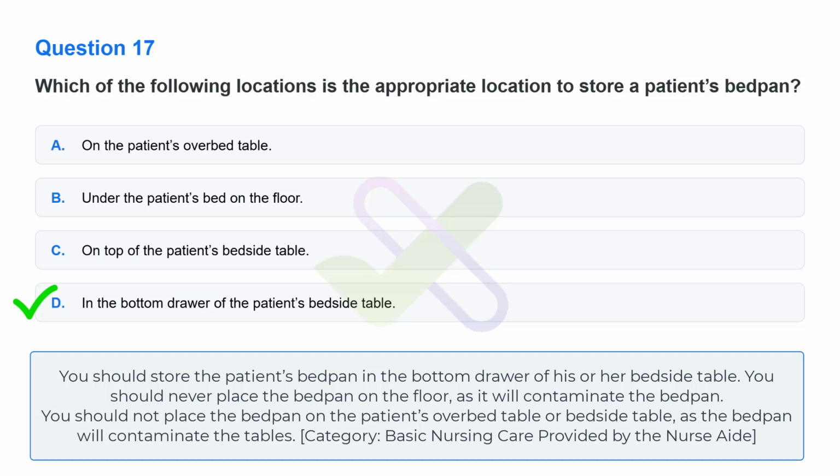The correct answer is D. In the bottom drawer of the patient's bedside table. You should store the patient's bedpan in the bottom drawer of his or her bedside table. You should never place the bedpan on the floor, as it will contaminate the bedpan. You should not place the bedpan on the patient's overbed table or bedside table, as the bedpan will contaminate the tables. Category: Basic nursing care provided by the nurse aide.